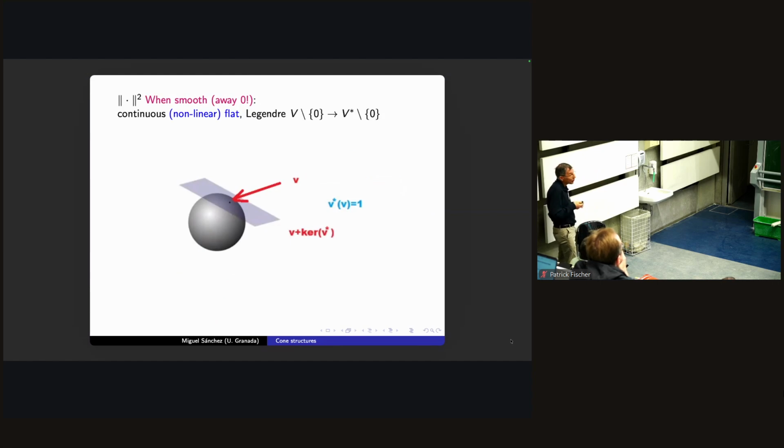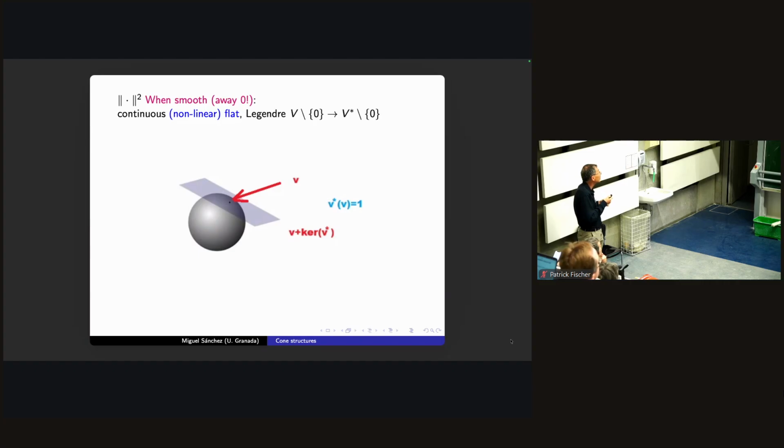A norm is never smooth at 0. The square of the norm is smooth at 0 if and only if the norm comes from a scalar product. And in general, we will consider norms which are smooth away from 0. Okay.